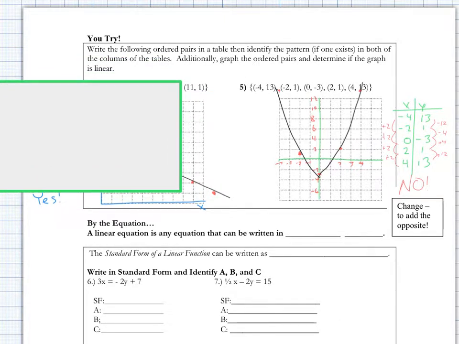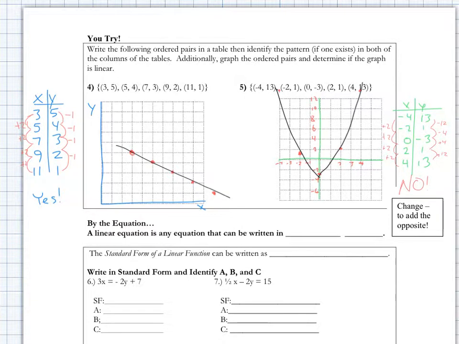Okay, let's talk about another way. You can tell if it's linear using a table, using a graph. You've got the vertical line test. And you can also tell by just looking at the equation. So on here, let's fill this in.